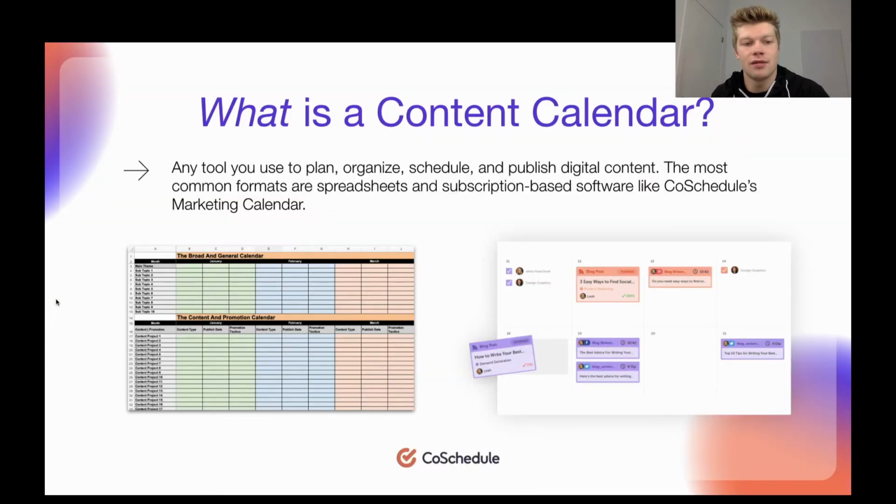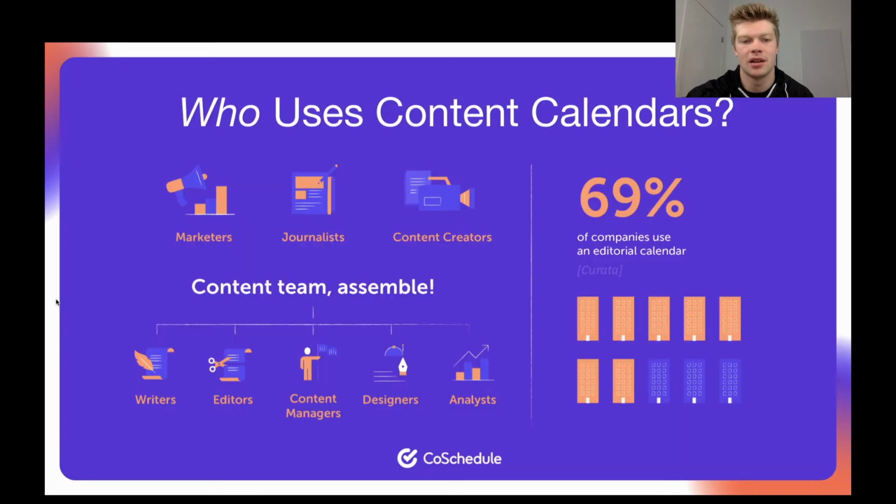To start things off, what is a content calendar? Well, it's exactly what it sounds like. It's a calendar you can use to strategically plan every piece of content you'll publish, make it easy to visualize your editorial strategy, and keep your content team on the same page. They're also often called an editorial calendar, which is more or less a different term for the same thing.